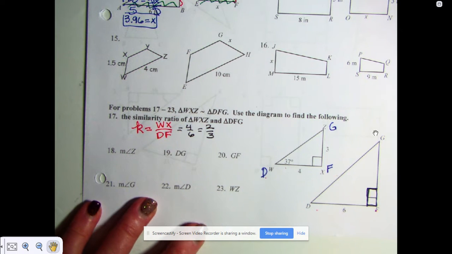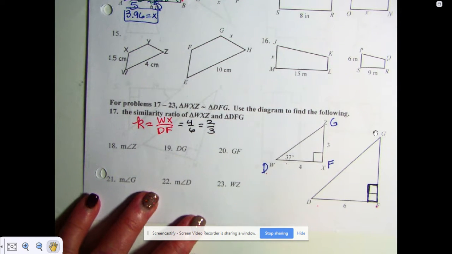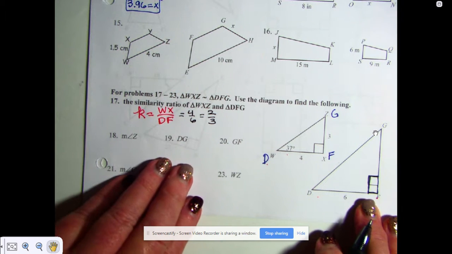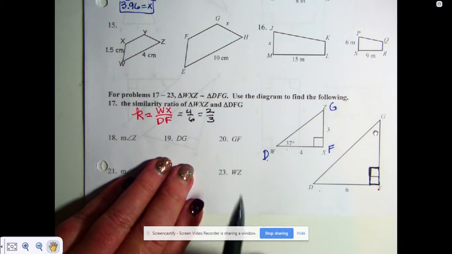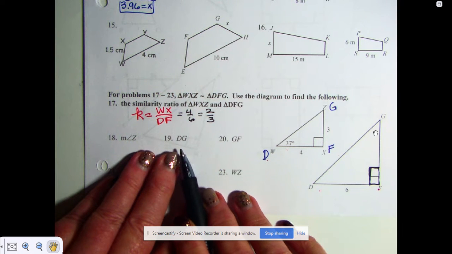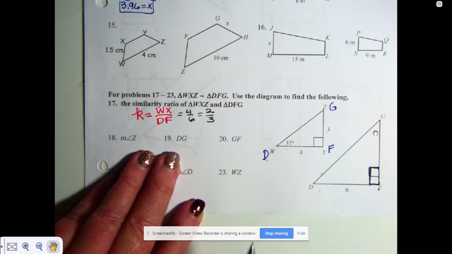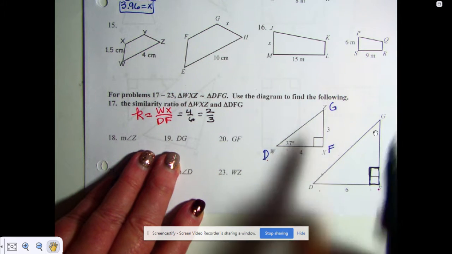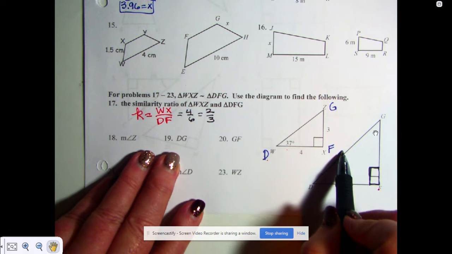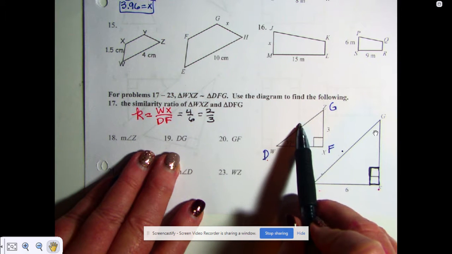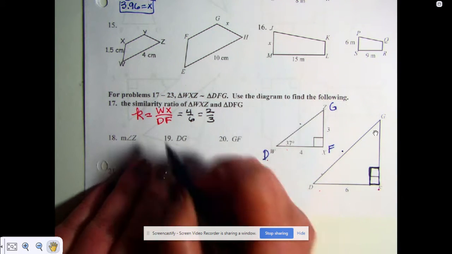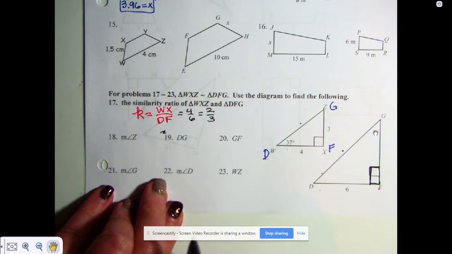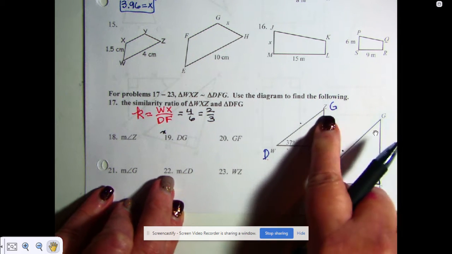Now, figuring out the angles shouldn't be too big a problem. I'm going to leave all those problems for you because you know there's 180 degrees in every triangle. For D to G, I don't know that I can find that quite yet, because to find the distance from D to G, I'm going to have to know the distance from W to Z. So I'm going to come back to that one. I'm going to star that one. And I think I'm going to go ahead and find out what WZ is.